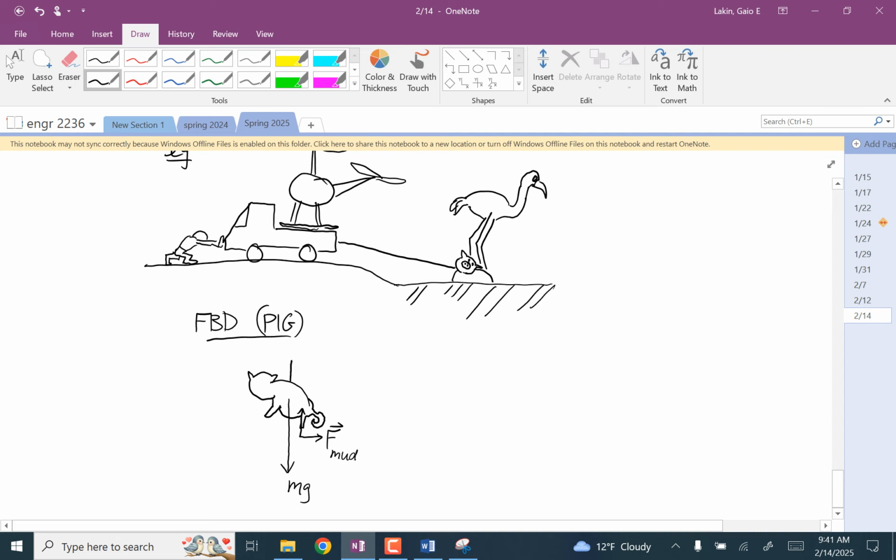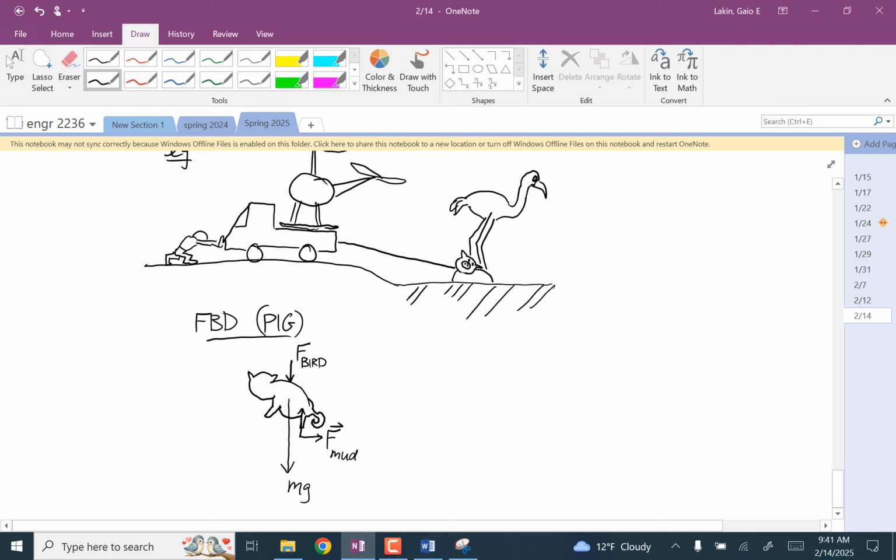There's a force pushing down from, we know that the force from the bird is down, so I'll call that F bird. Notice that the mud force is a vector force applied to the pig. The bird force is a scalar force because we know the direction. So the mud force would have components, while this one would just be like 72, you know?